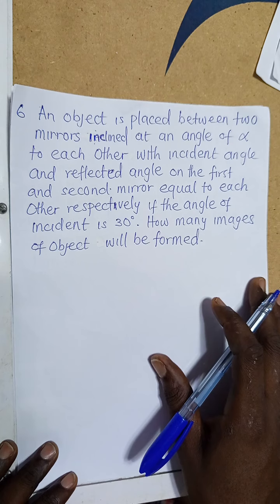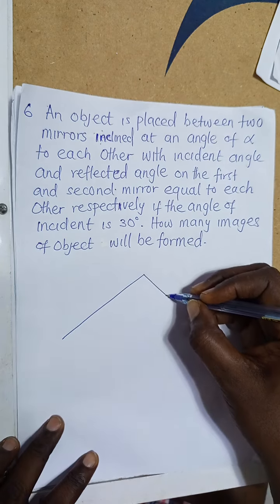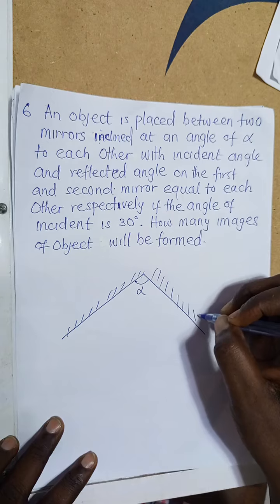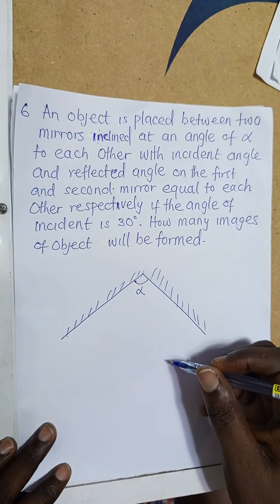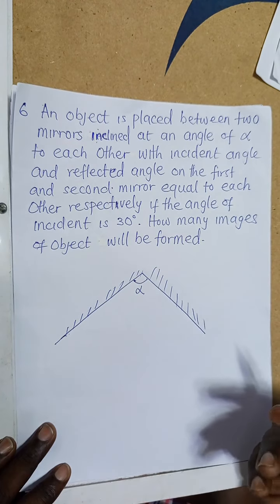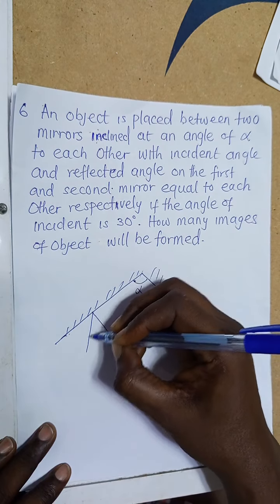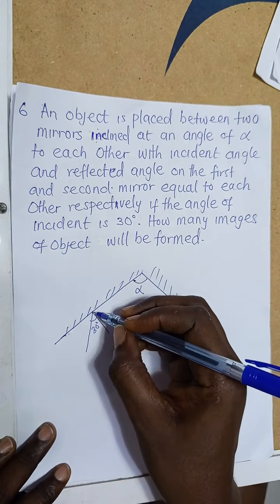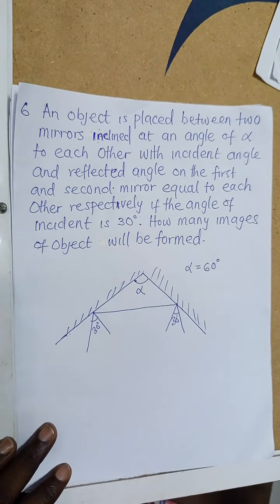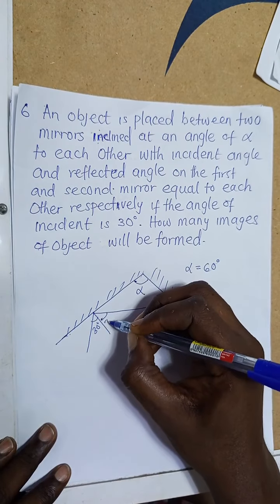Next one. An object is placed between two plane mirrors inclined at an angle of alpha to each other, and the reflected angles on the first mirror and the second mirror are equal to each other respectively. If the angle of incidence is 30 on the first mirror, that means the angle of reflection on the second mirror will also be 30. And that means alpha will be equal to 60. I believe you should not doubt that again. Now, if you know that alpha is equal to 60, then you now use the formula. Don't forget, here will be 30, here will be what?